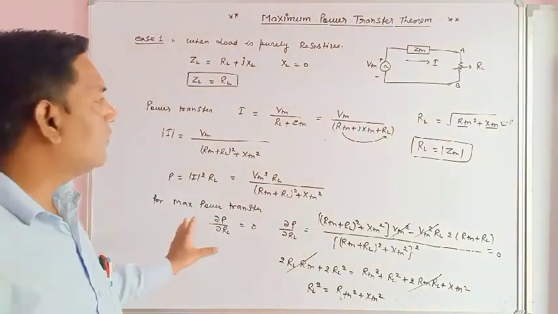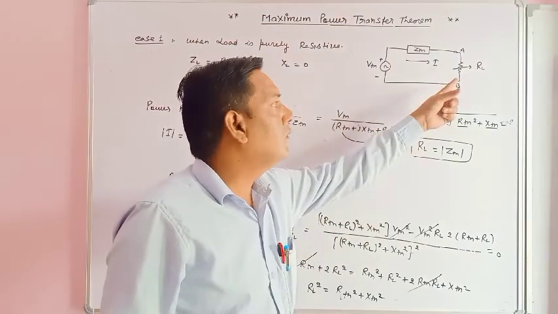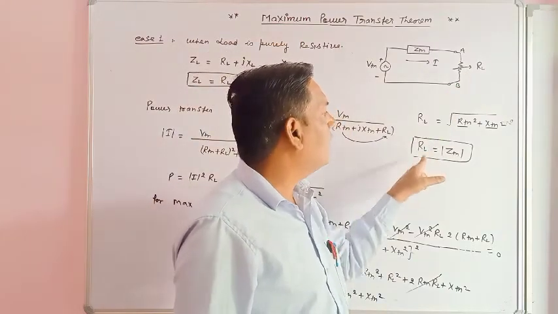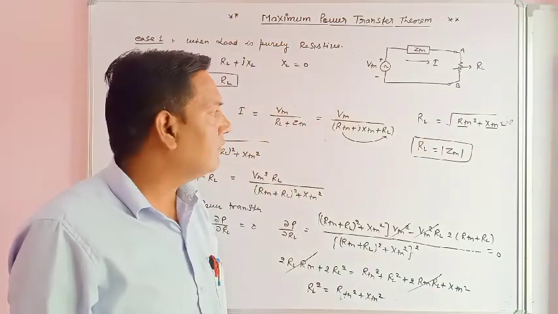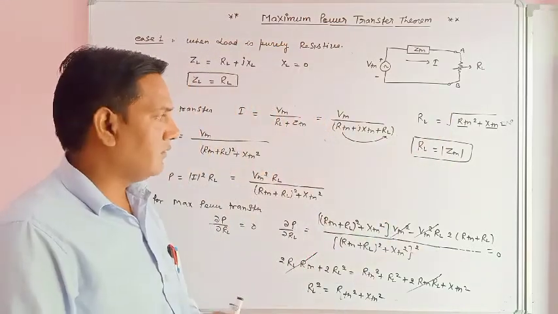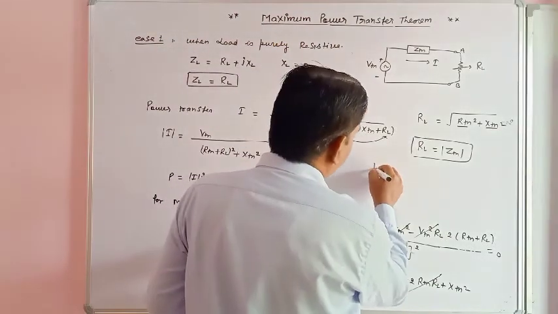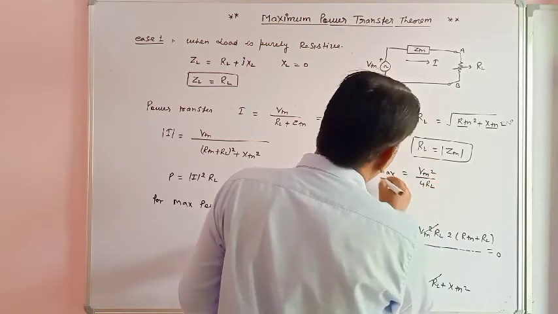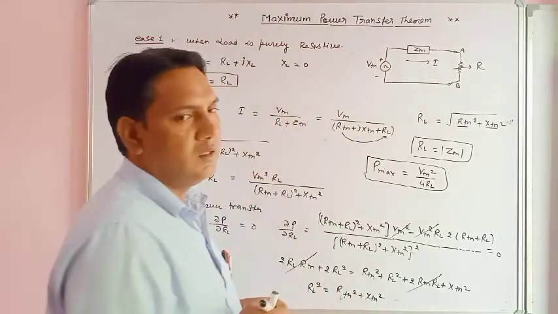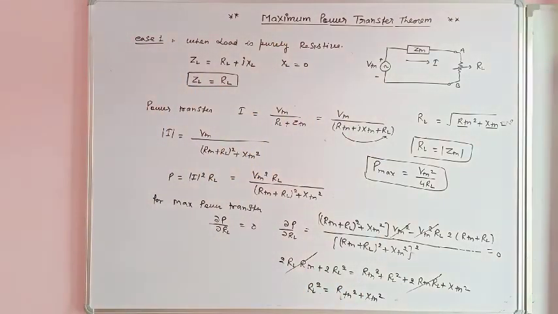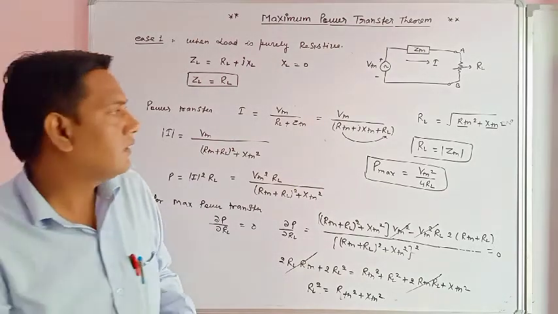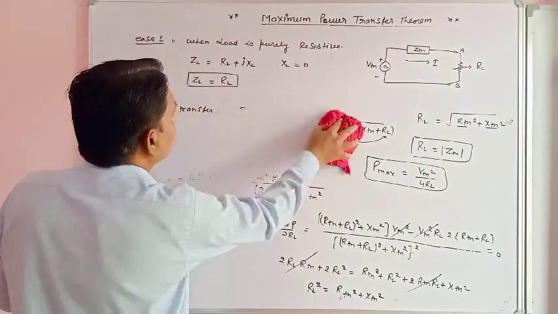Simple. If the load is resistive, then for maximum power transfer the load resistance is varied up to where its magnitude is equal to the magnitude of the internal impedance. So RL is equal to the magnitude of ZTH. Now the amount of Pmax will be the same: VTH square upon 4RL. It will remain the same. So these are the two conditions. Now the next case is case number second.